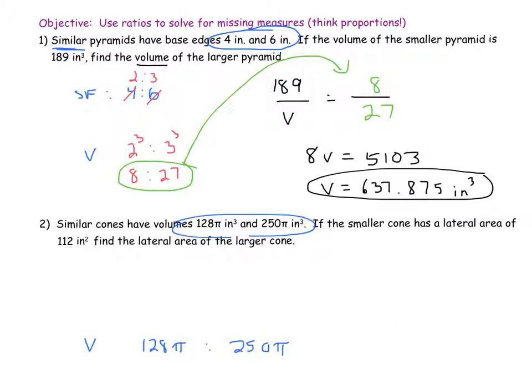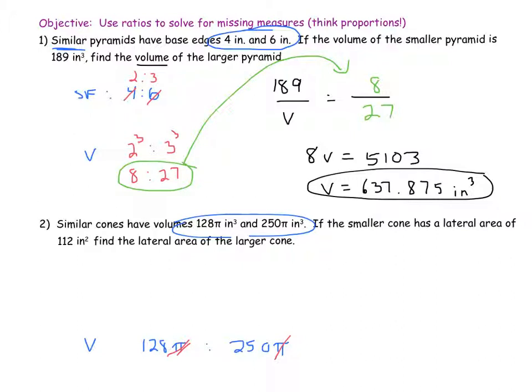So I'm going to simplify the ratio that I'm given. I know that I can cancel the pi's. If you want to rewrite it as a fraction, if that looks better to you, that's fine. And 128 to 250 might reduce. If you want to try reducing those, start dividing. We can divide by 2, probably 4.